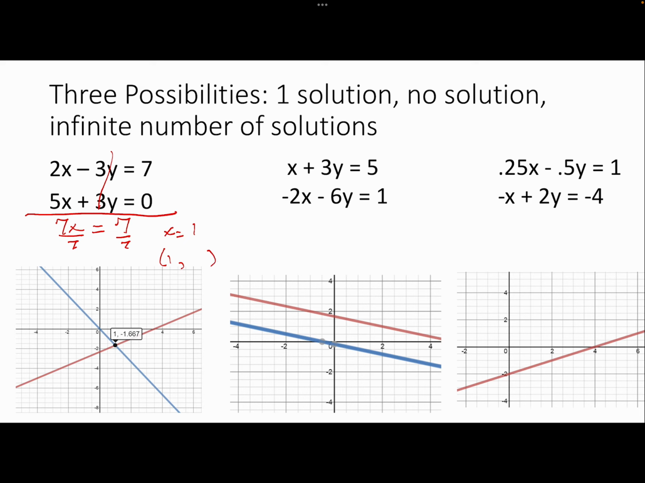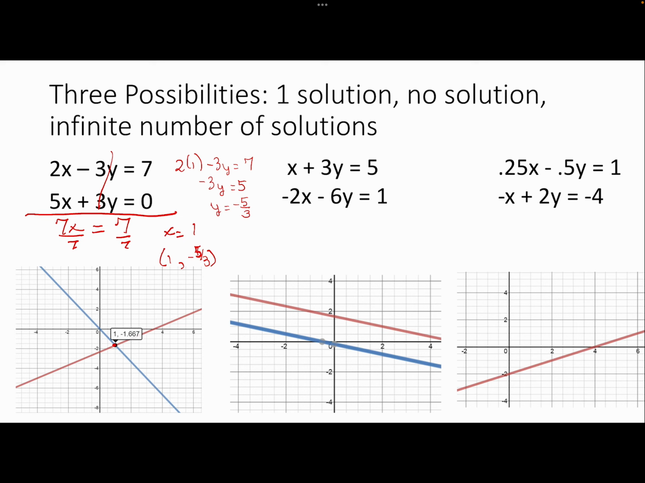And when we substitute 1 in, 2 times 1 minus 3y is equal to 7. So a -3y will be subtracting 2 of 5, so y is -5/3, or -1 2/3, or -1.6 repeating. So that is our intersecting point.